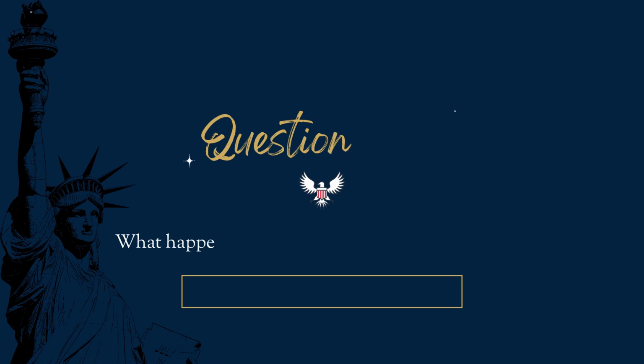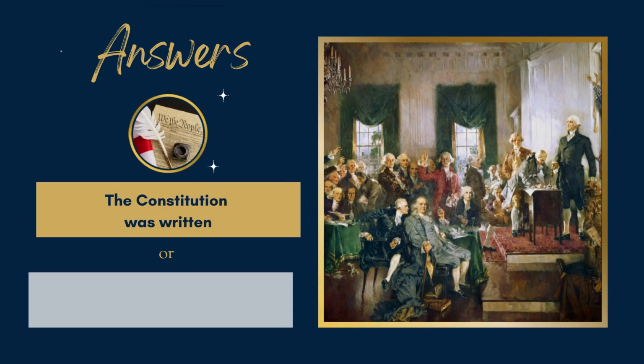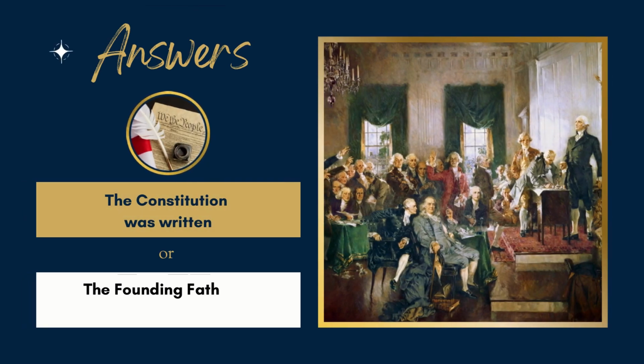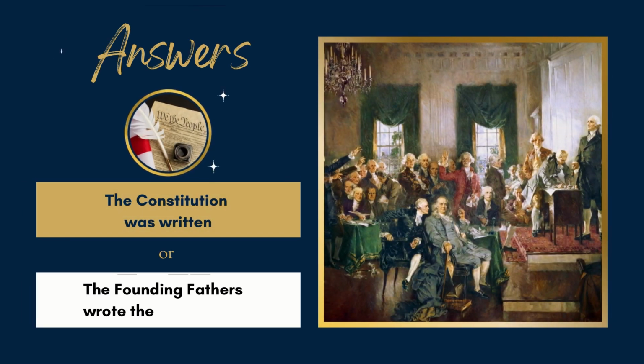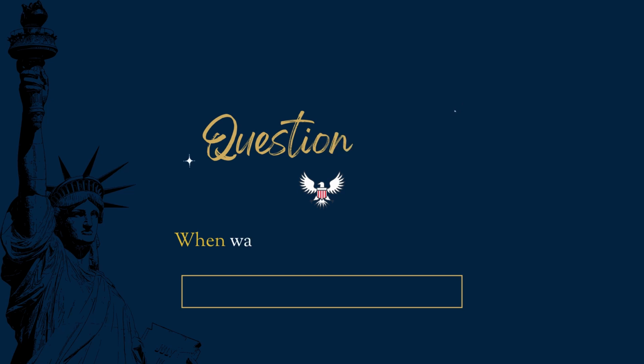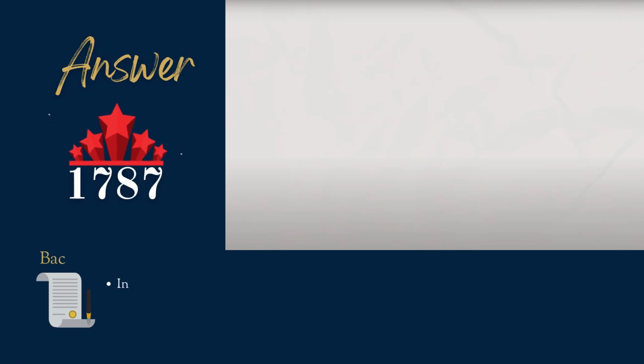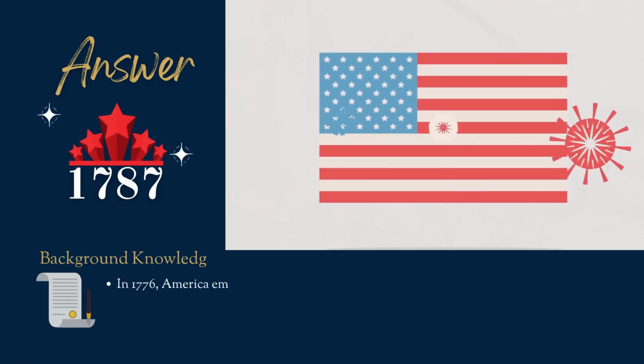Question 65. What happened at the Constitutional Convention? Answers. The Constitution was written. Or the Founding Fathers wrote the Constitution. Question 66. When was the Constitution written? Answer. In 1787. Here is some background knowledge.